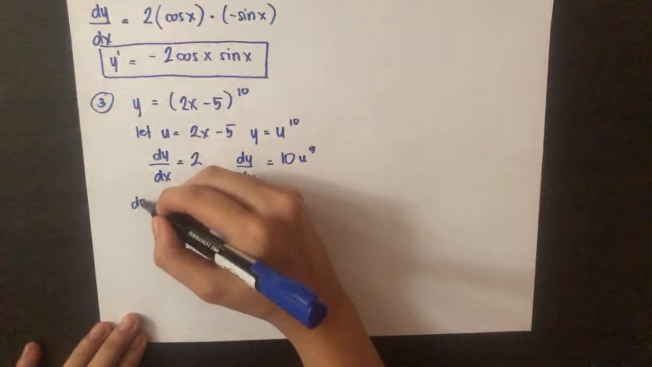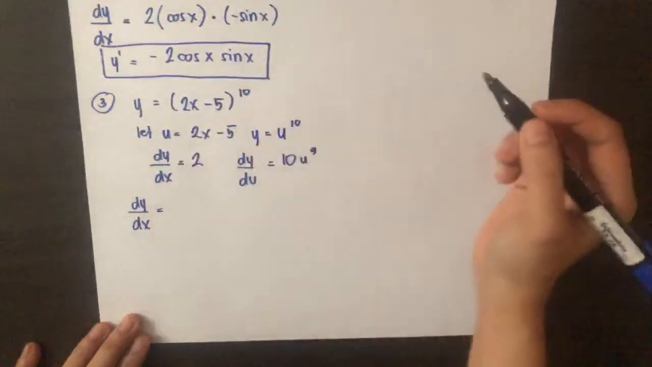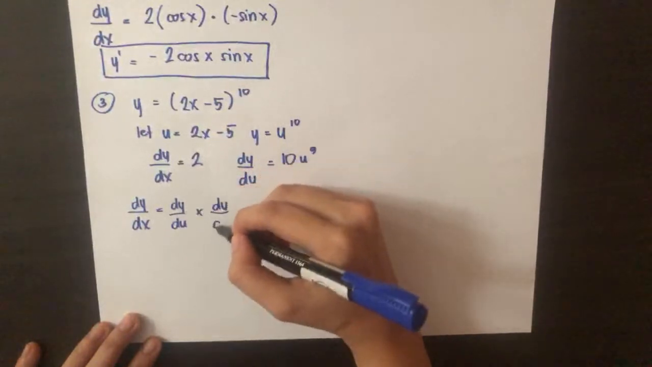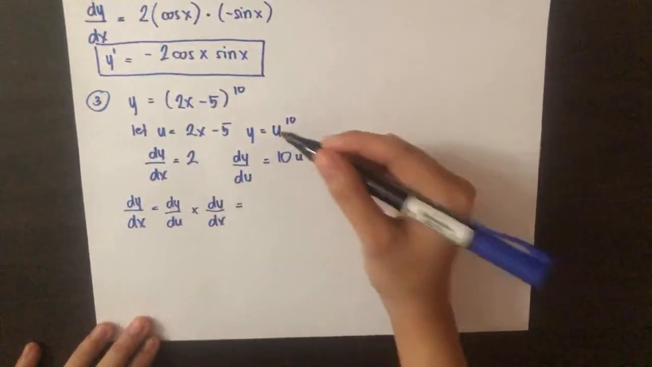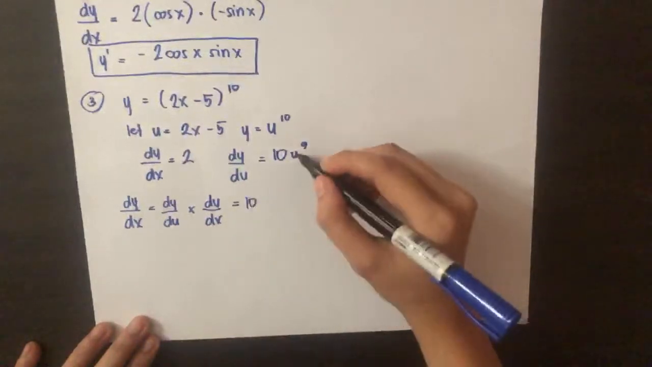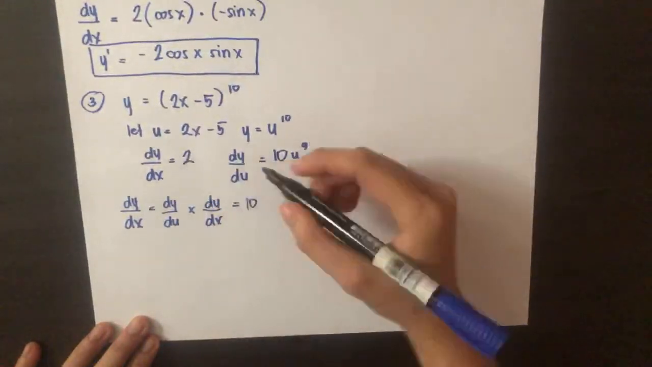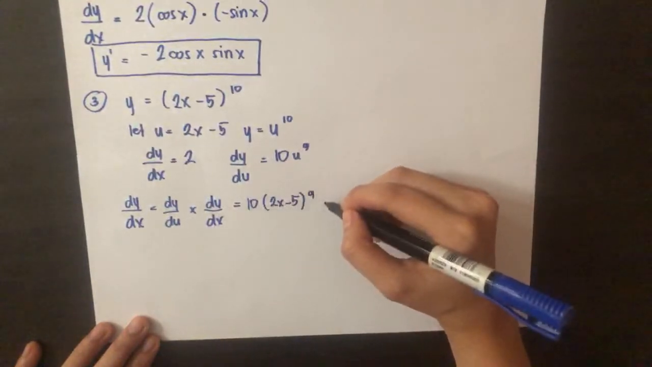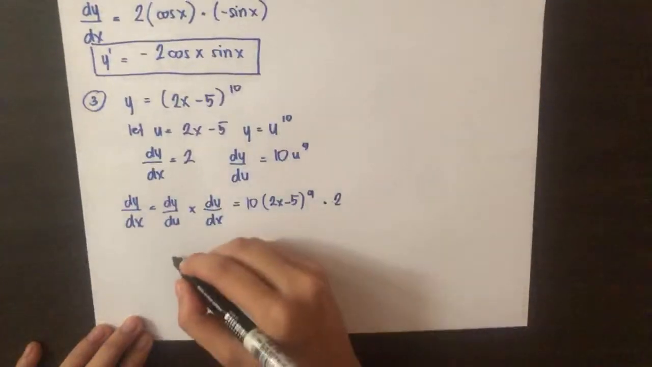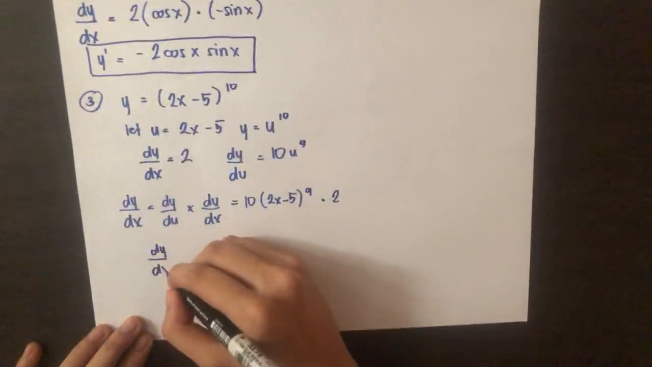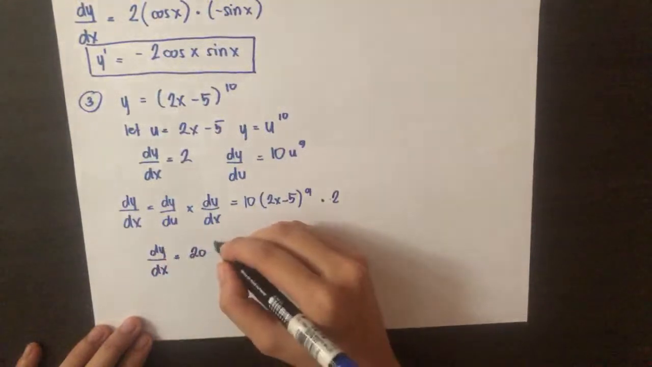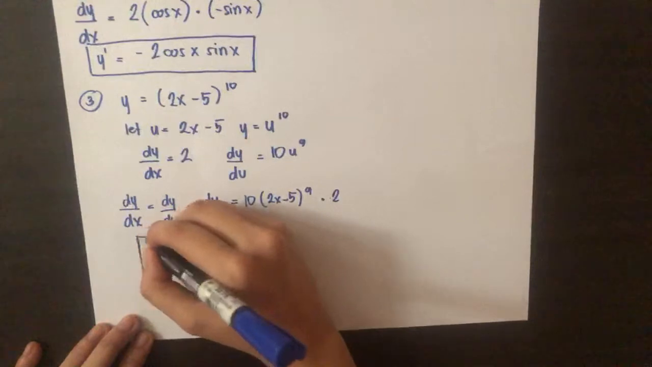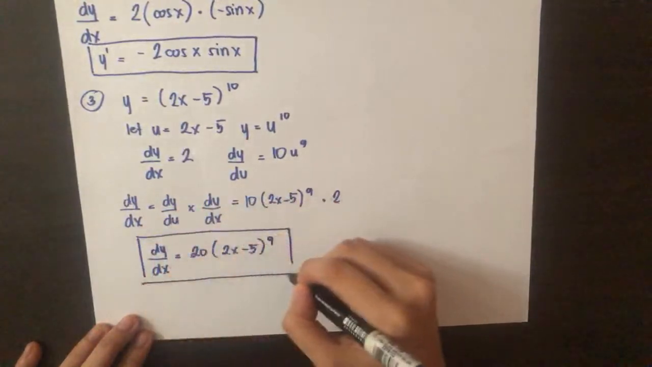Simplifying, dy over dx is equal to dy over du times du over dx. So, substituting, we have 10 u raised to 9. U is (2x minus 5) raised to 9 times 2. So, final answer, we have 20 (2x minus 5) raised to 9. There.